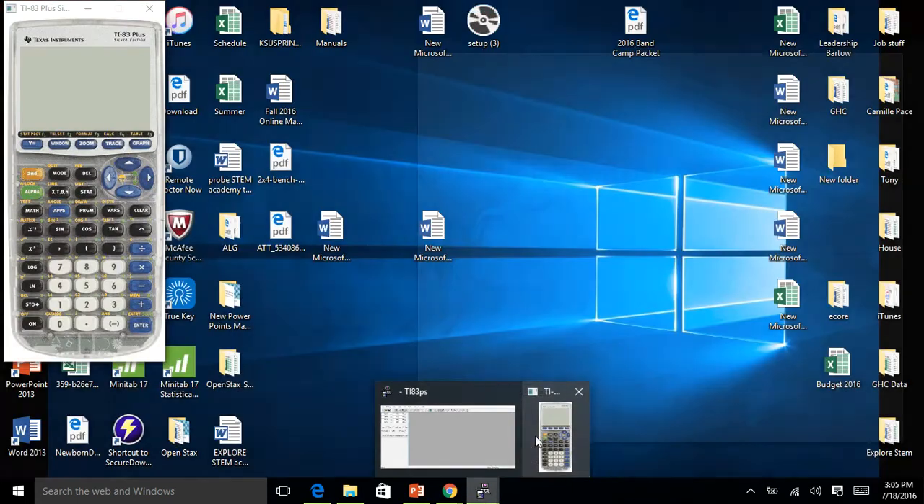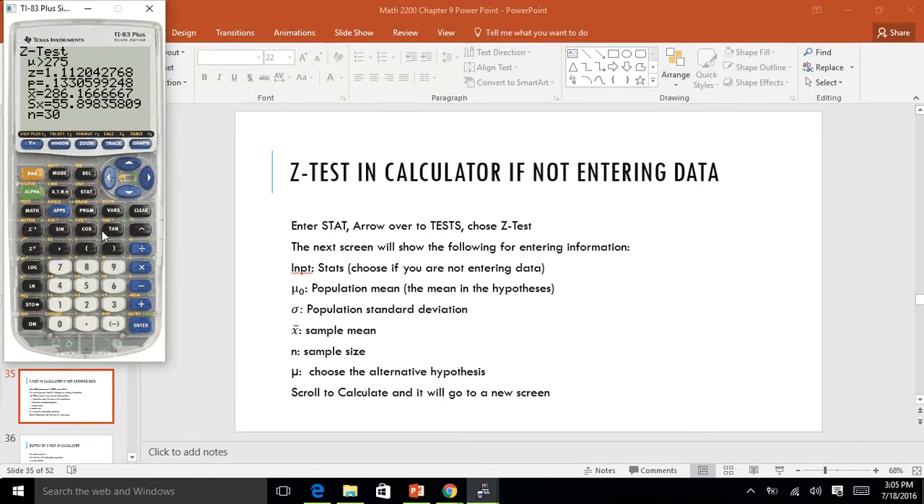Let me go back to the calculator. All right, so let's go back to z-test. If I go here, things get interesting when I go over to stats because most of the numbers change. I get rid of the frequency in the list.